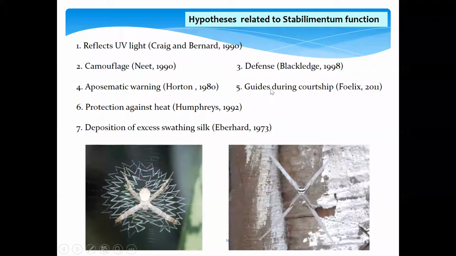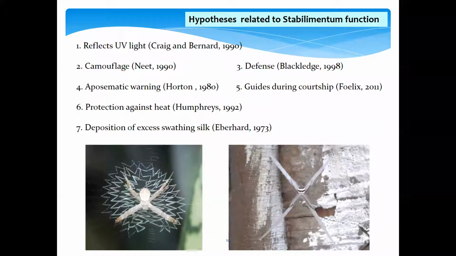The number 4 is the aposematic warning. Aposematic warning is also about looking bigger in size, showing that it is much bigger, but actually it is very small. Then another function mentioned in the book of Felix 2011 is that the stabilimentum acts as a guide during courtship. That is, the male will get certain chemical cues from the stabilimentum and find the females. Then Humphrey in 1992 also mentioned protection against the heat, a sort of thermoregulation.